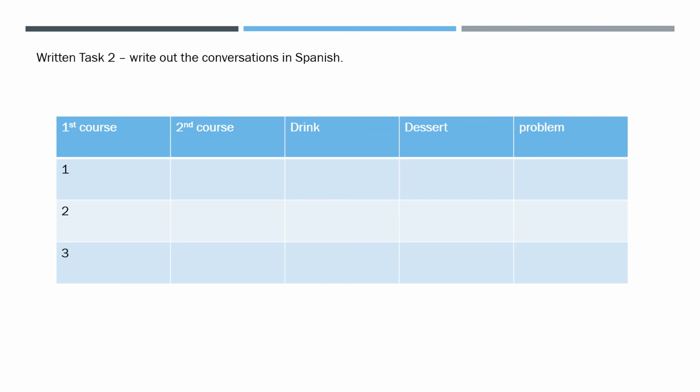So fill in English just a little word in each of those boxes. If you can't do it on the PowerPoint, do it straight onto a piece of paper and send me the photo.